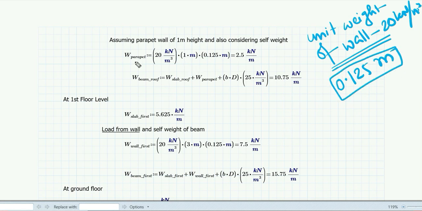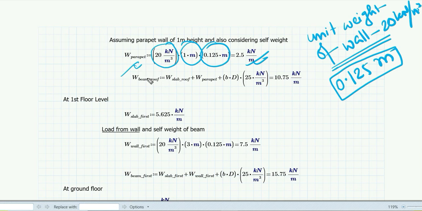So if you want to find out what is the weight that is coming to the beam from the parapet wall, which has a height of 1 meter, you multiply the unit weight with the height, 1 meter, into the thickness. It will give you the load per unit meter. Okay, 2.5 kilonewton per meter. So this is the load that is coming from the parapet wall over the beam.